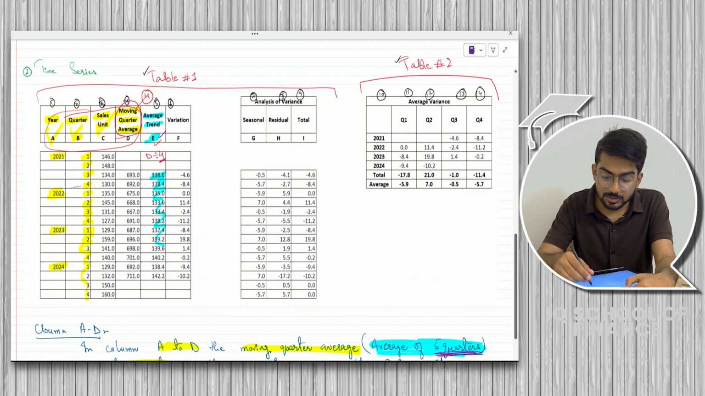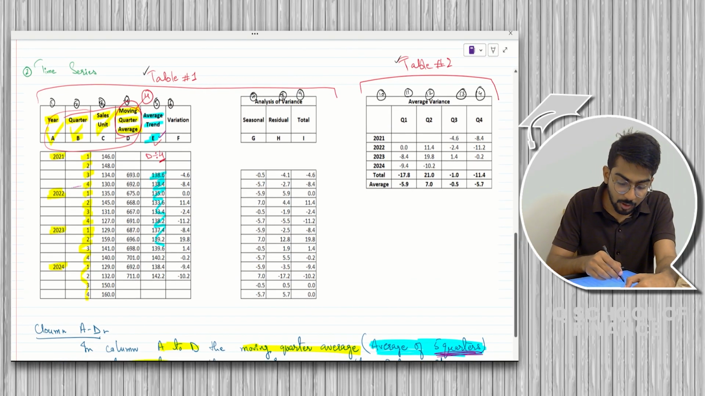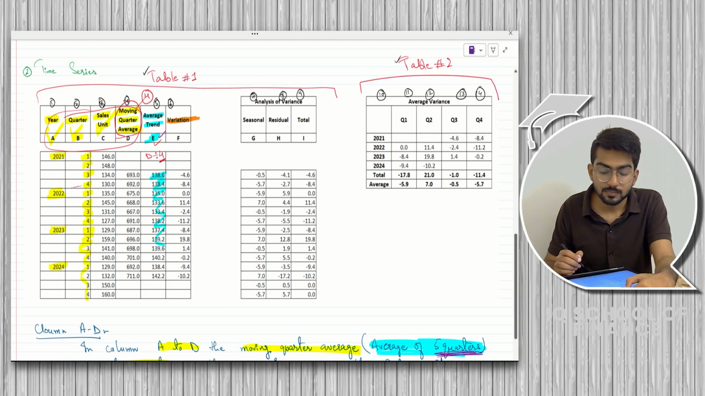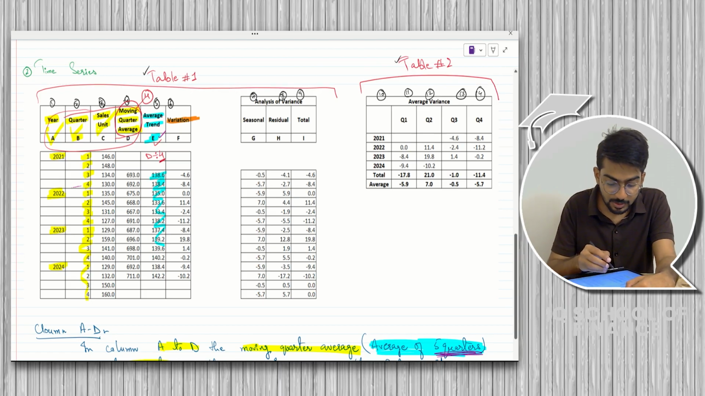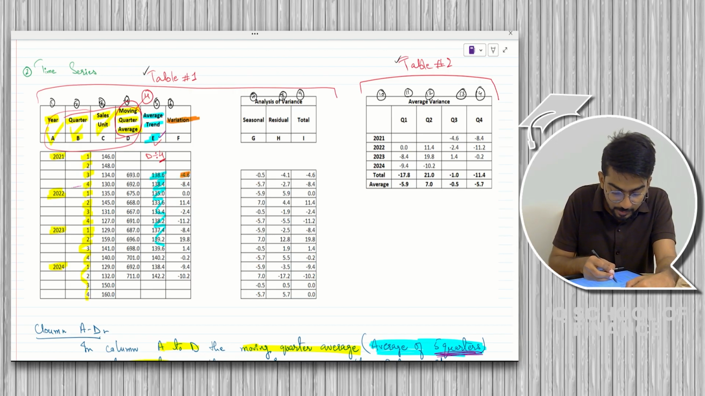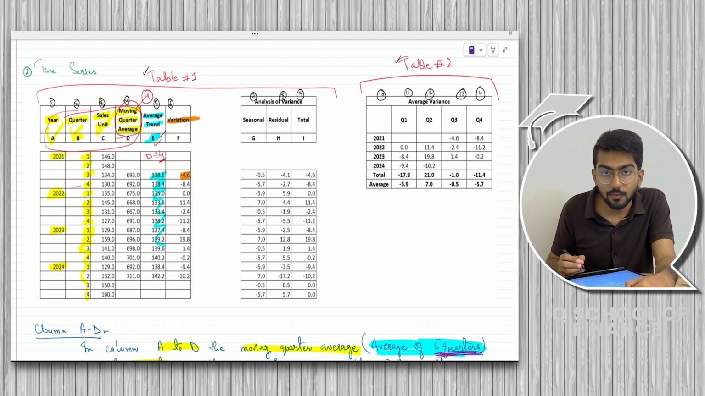Now we have column F, the variation. Now how we have calculated the variation, you have to find out. See here, this minus 4.6. What do you think? How is it being calculated?